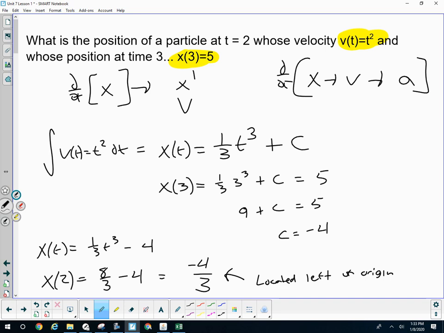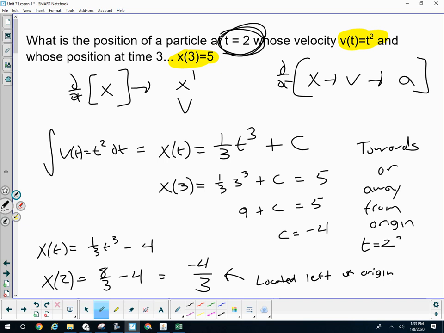Tell me, at t equals 2, am I moving towards or away from the origin? Discuss and figure out with your neighbors. Go ahead. Everybody figure it out. I'm going to call on somebody randomly, based on who wants to try to get off by not thinking during this second half of this lesson.